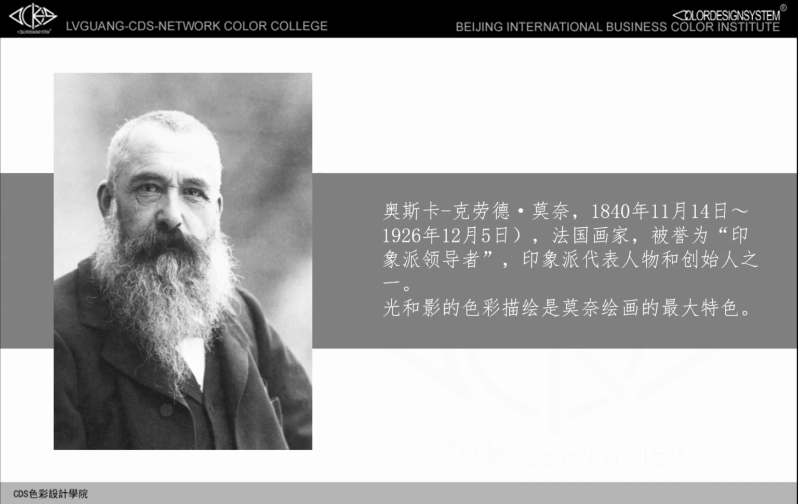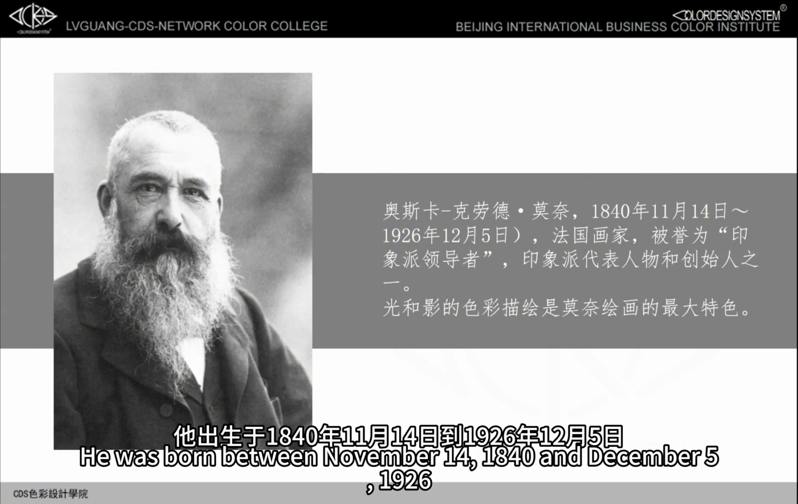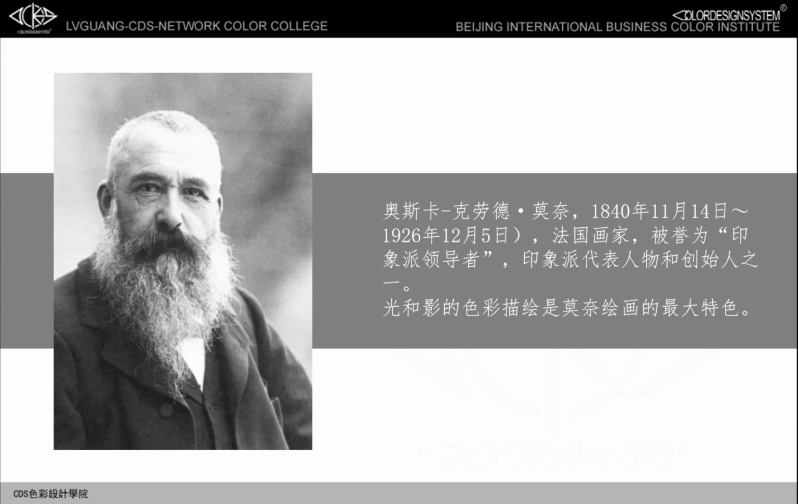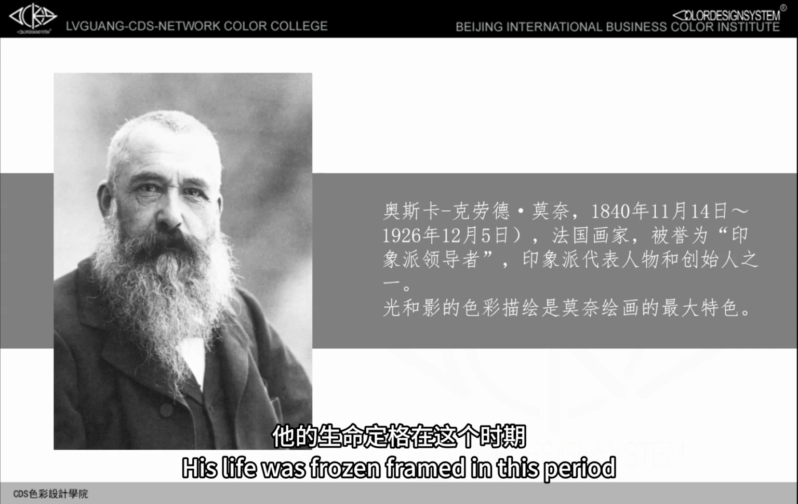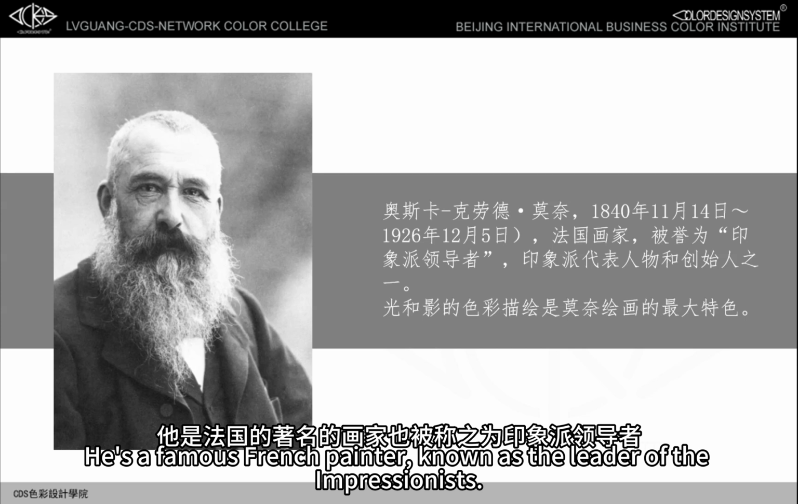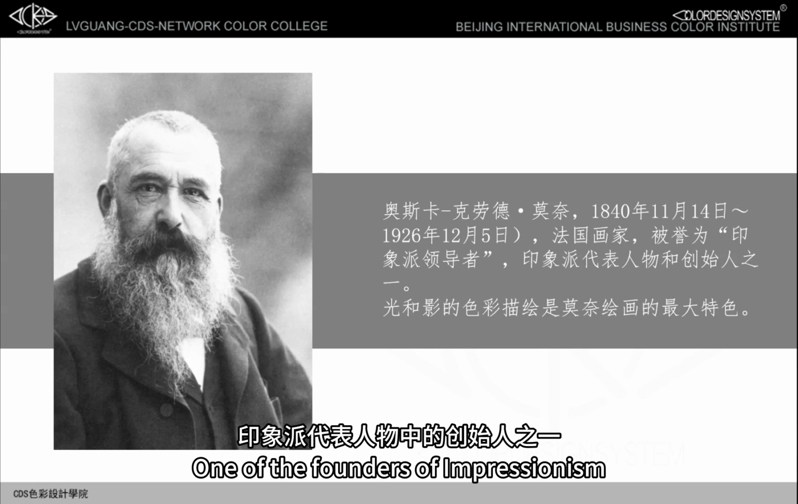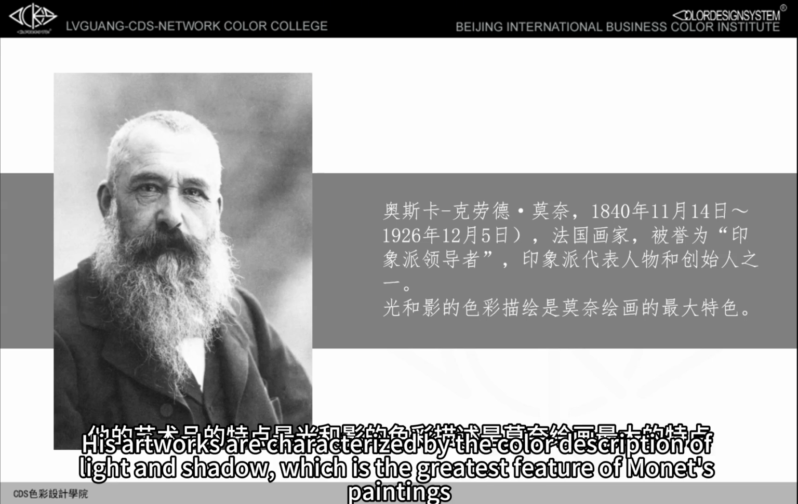Oscar Claude Monet. We are also very familiar with him in the art circle, or the painting world. He was born on November 14, 1840 and died on December 5, 1926. His life was framed in this period. He is a famous French painter, known as the leader of the Impressionists, one of the founders of Impressionism. His artworks are characterized by the color description of light and shadow, which is the greatest feature of Monet's paintings.